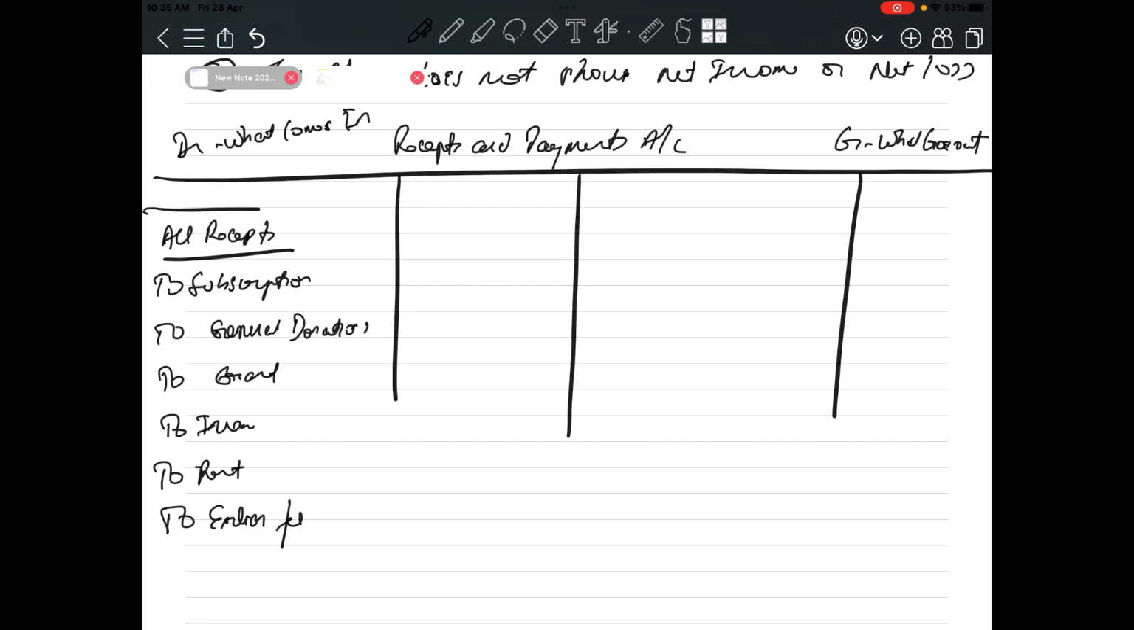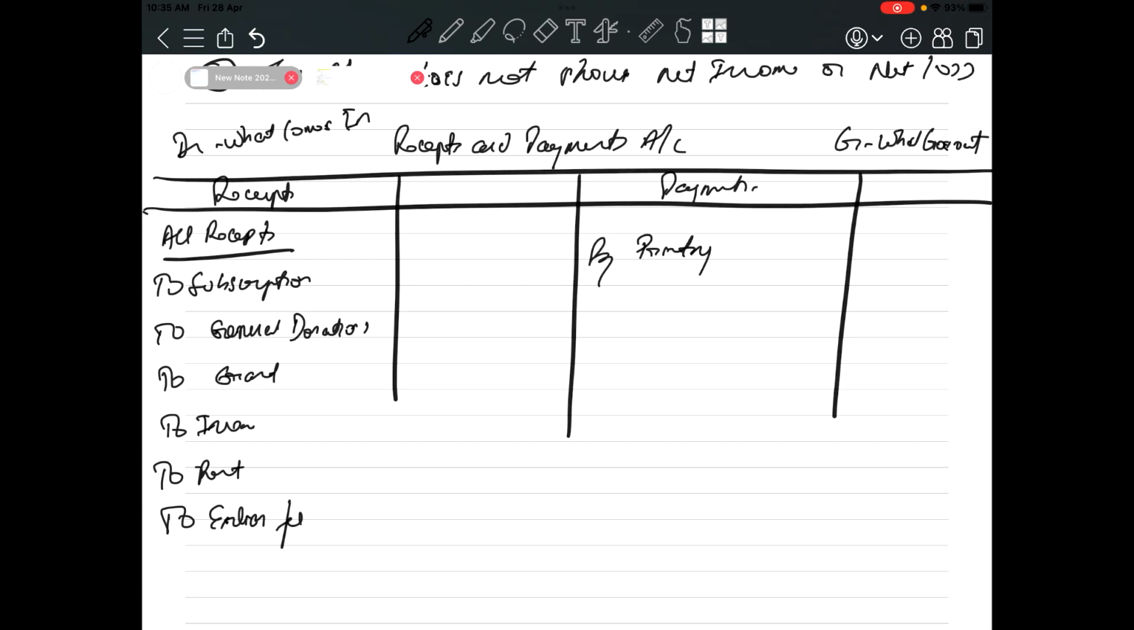This will be receipts, and this will be payments. All the payments, be it printing and stationery, repairs, advertisement, charity, audit fee, maintenance, salaries, whatever payments you have done, will be recorded on the credit side. I hope this is clear to you, simple and easy.